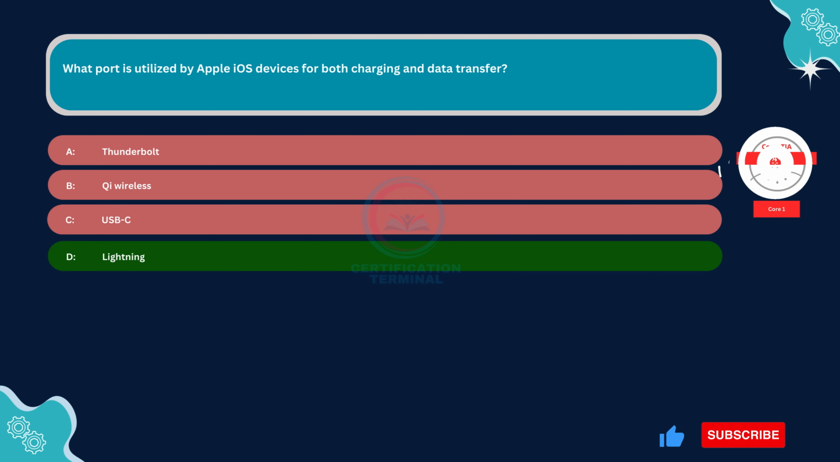Option C, USB-C, is incorrect. USB-C is a versatile port commonly found on many modern devices, including some Android smartphones, tablets, and laptops. While newer models of some Apple products, such as MacBooks and iPad Pros, feature USB-C ports, traditional iPhones and most iPads still utilize the Lightning port for charging and data transfer. Therefore, while USB-C is a widely used port for charging and data transfer, it is not the primary port utilized by Apple iOS devices. This option is incorrect, as it does not accurately represent the port utilized by Apple iOS devices for both charging and data transfer.